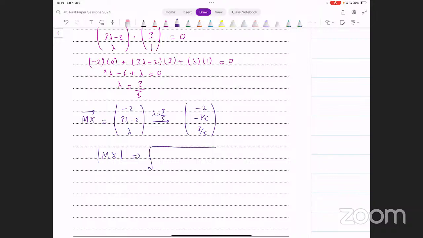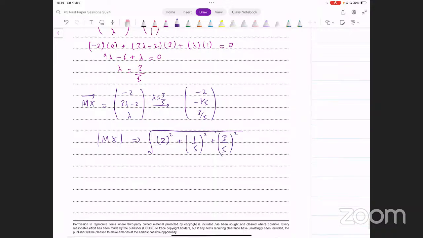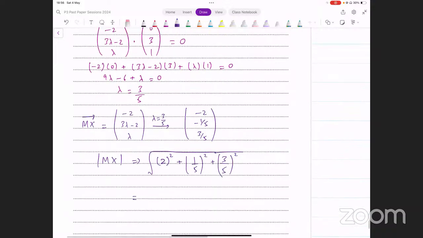Square root of minus 2 whole squared plus minus 1 over 5 whole squared. In fact, you can just use positive values as well if you want, because it doesn't make any difference. 2 squared plus 1 over 5 whole squared plus 3 over 5 whole squared. That is going to give you that perpendicular distance.